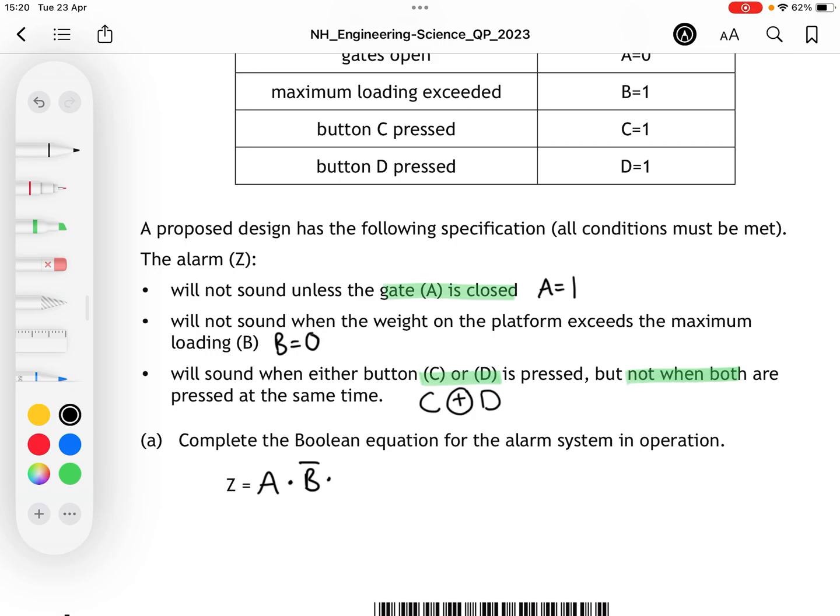And it's going to sound when C or D is pressed. And so what we've done is we've gone through the wordy bit of that specification to create for ourselves that Boolean equation. And here you get 1 mark for A and, you get 1 mark for not B and you get 1 mark for C and exclusively or D.